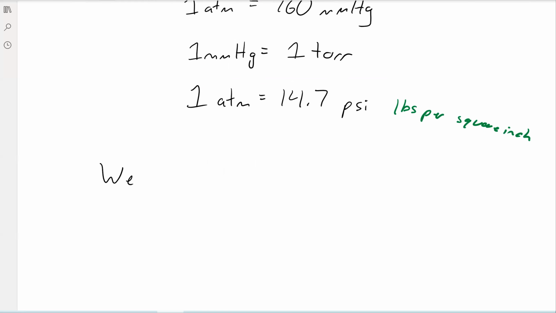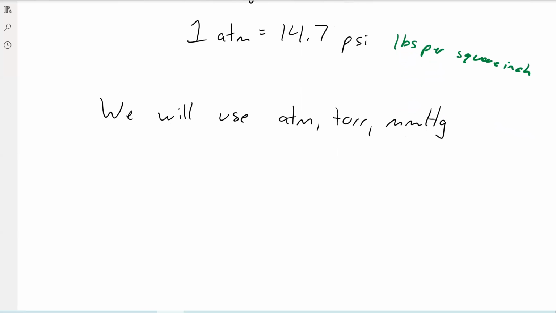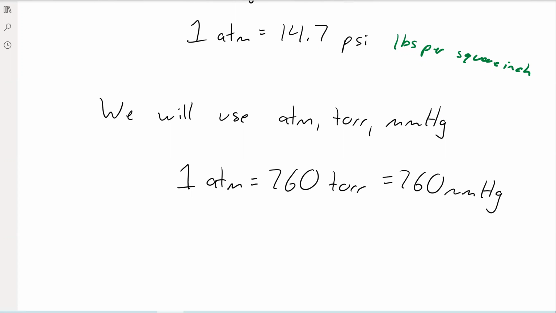In terms of this course, we will use atmospheres, torr, and millimeters of mercury. We won't use the other ones. You can know them if you'd like, but we won't use them. And again, just as a reminder, 1 atmosphere is equal to exactly 760 torr, which is equal to exactly 760 millimeters of mercury. So be able to interconvert between these 3 units.